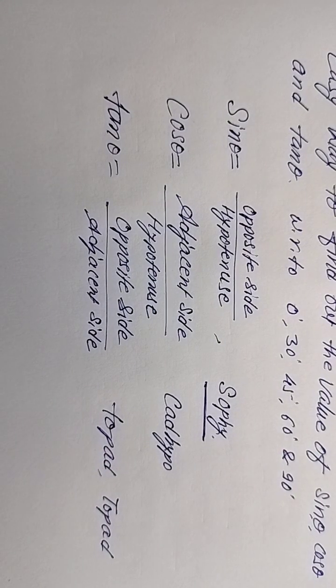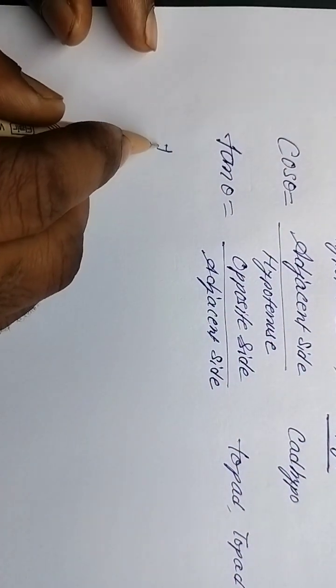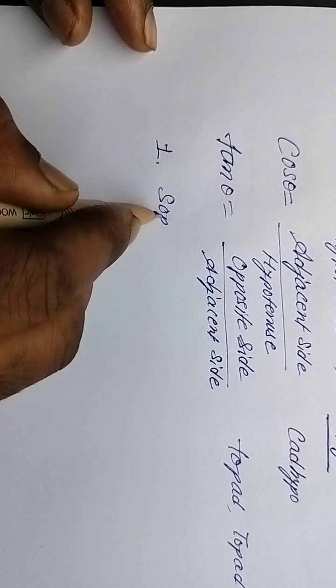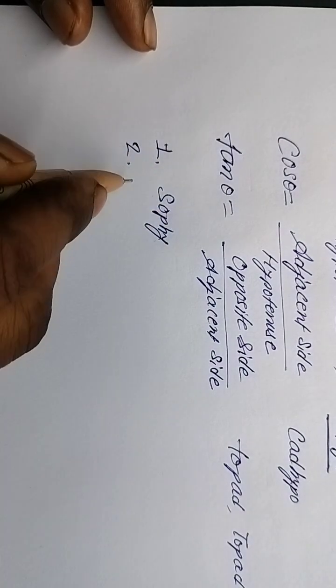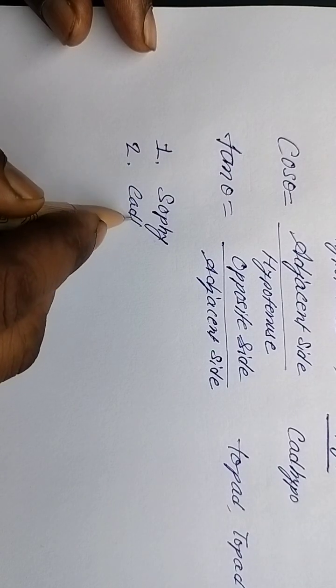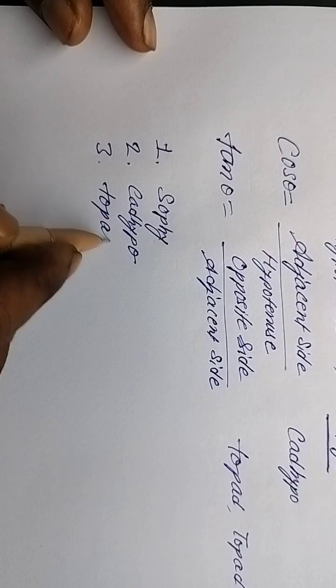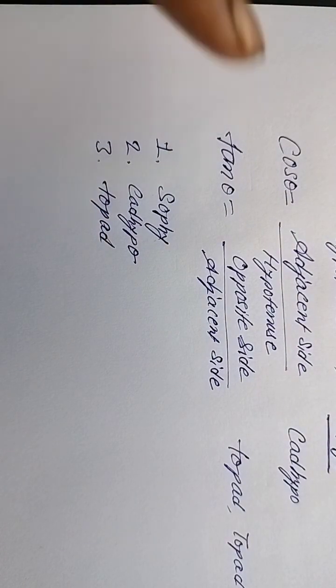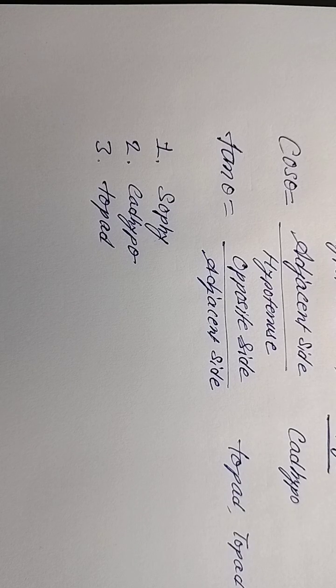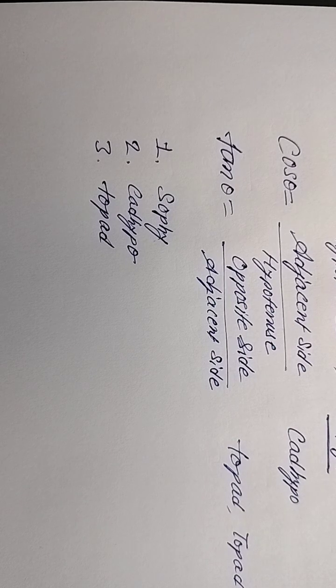So I have made 3 words for this. First one SOPHY, second CAD hypo, third one 2 pad. Okay, you remember just 3 words: SOPHY, that means sine opposite side upon hypotenuse; CAD hypo, cos adjacent upon hypotenuse; 2 pad, tan opposite side upon adjacent side.